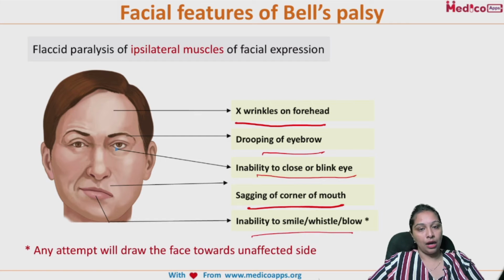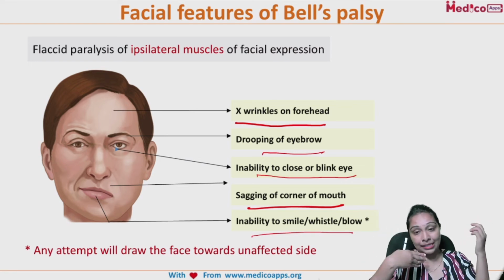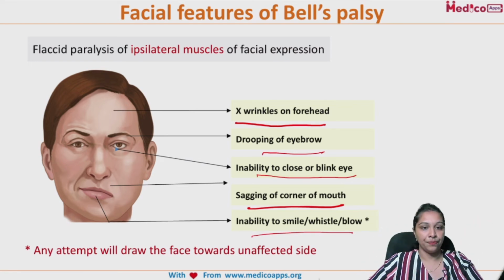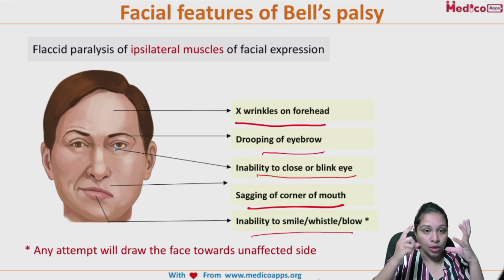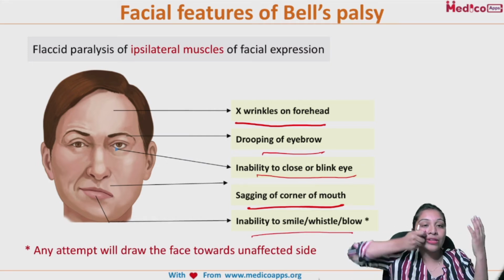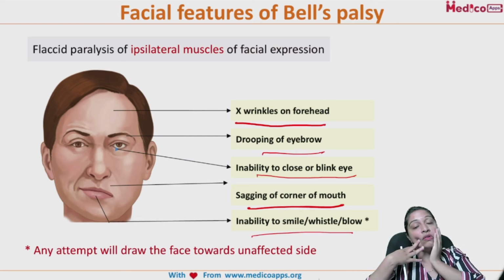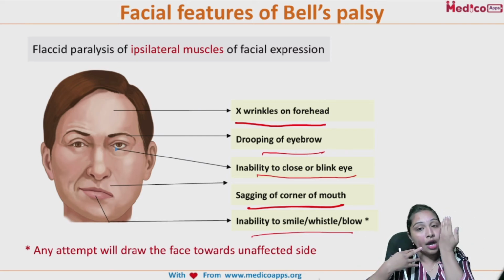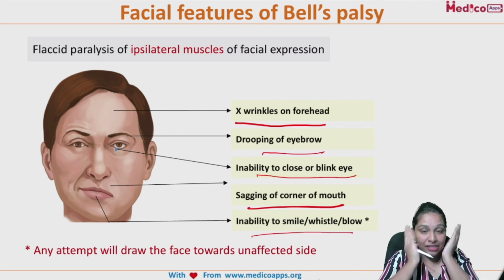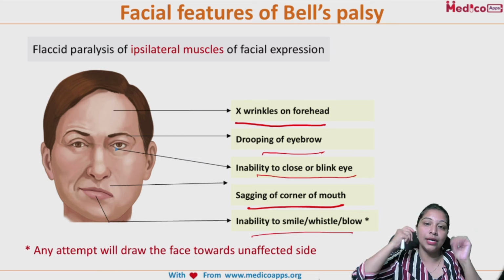All these are occurring due to the paralysis of the facial nerve, resulting in ipsilateral paralysis of the face. Any attempt to make the face uniform will draw the face towards the unaffected side, because the muscles on the unaffected side are normal and the muscles on this side are involved. Here we have flaccid paralysis, there's no tone, so any attempt to make the face equal will pull the muscles to the other side.